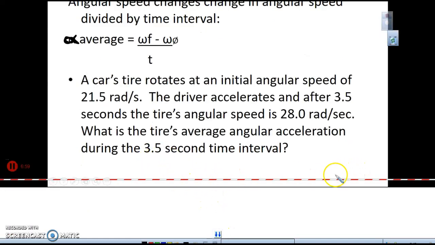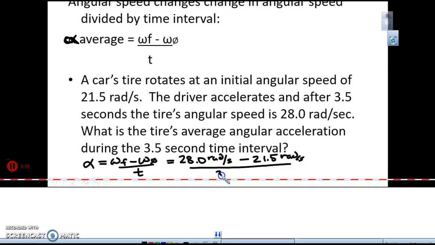I'm going to squish it all in here. I'm going to find the angular acceleration by taking the final minus the initial over time. So the final angular speed is 28 radians per second. The initial was 21.5 radians per second. And that is the circular speed up done in 3.5 seconds. So we're going to get 1.86. The units are going to be radians per second squared. For linear, of course, it's meters per second squared, but for angular, little alpha here, 1.86 radians per second squared.